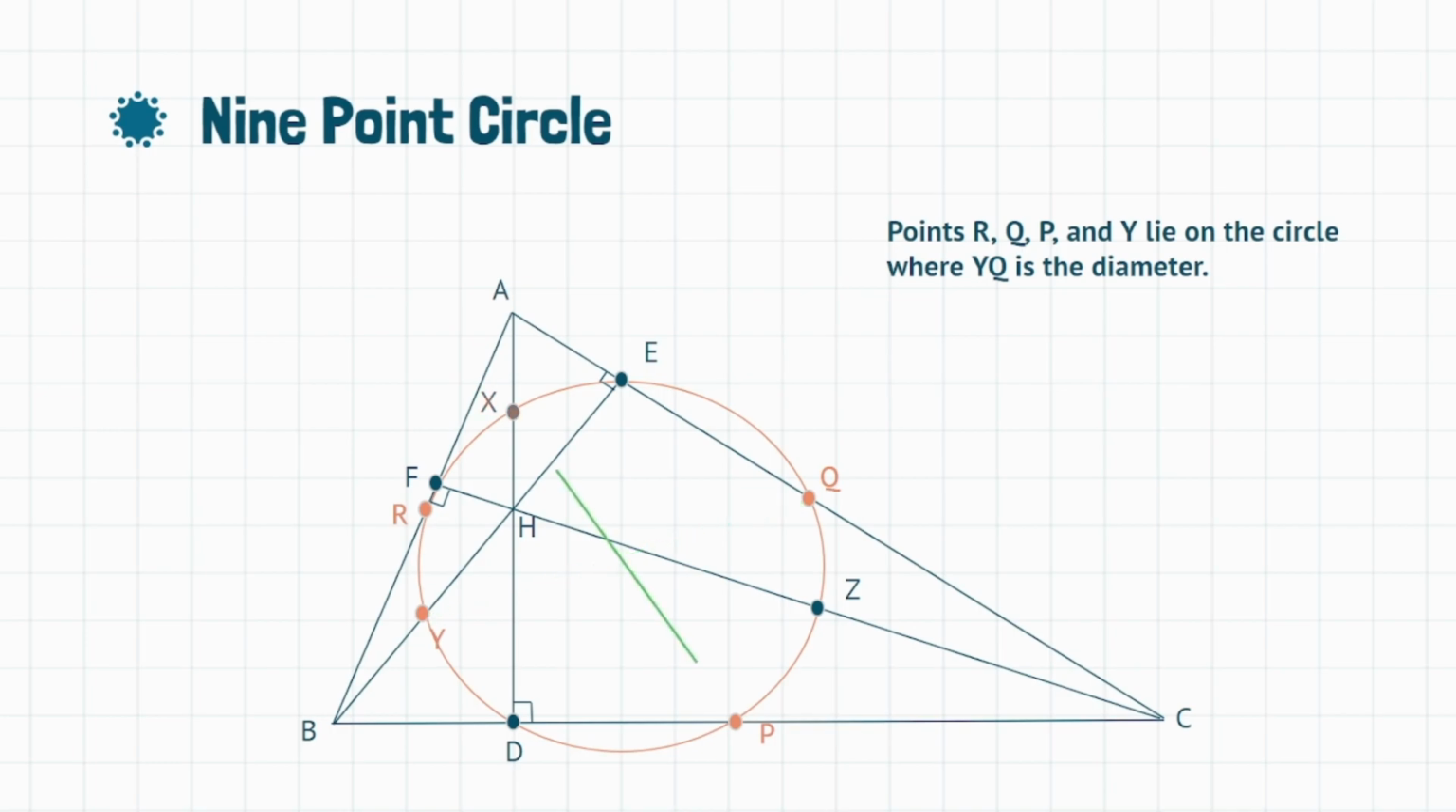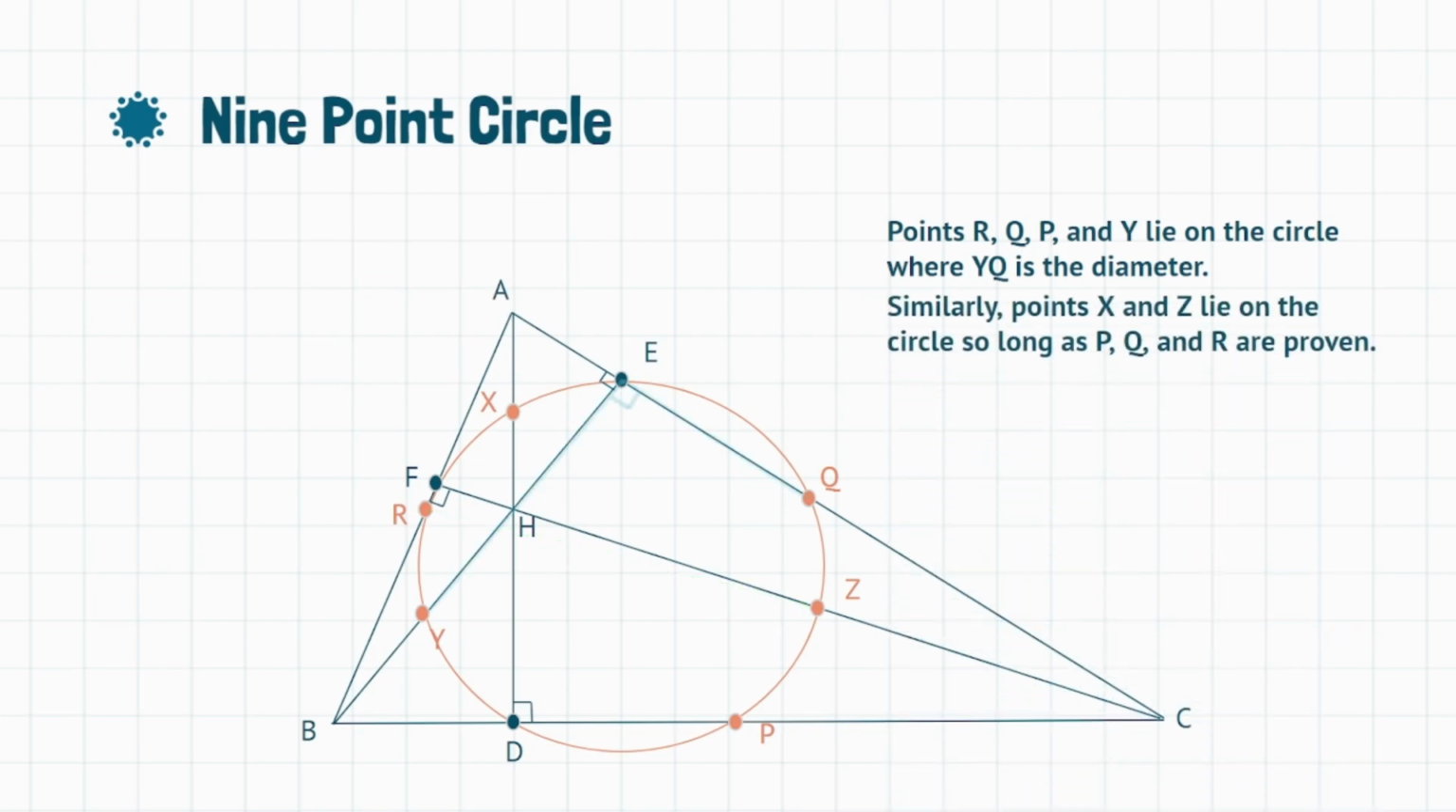We use a similar process to show that if XP is a diameter, points R and Q fall in the circle, and if ZR is the diameter, points P and Q fall in the circle. Next, we have angle YEQ is 90 degrees, since PE is an altitude. So point E is an inscribed angle that lies on the circle with diameter YQ. Likewise for points D and F. Thus, we have proven all 9 points lie on the common circle.